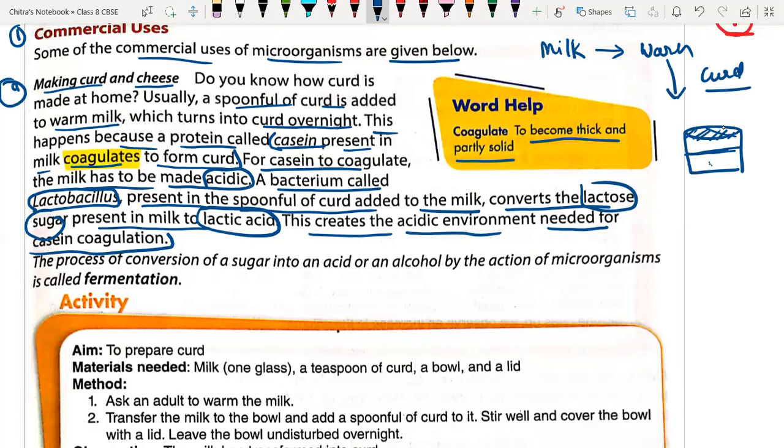This process, conversion of sugar into lactic acid. Just keep yourselves on mute, beta, everyone.